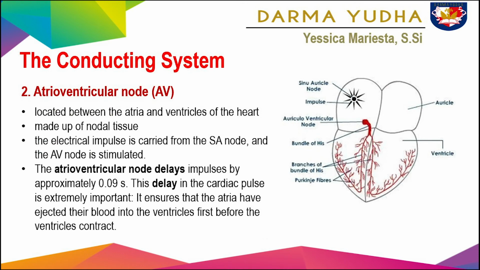Second is the atrioventricular node, located between the atria and the ventricles of the heart. They are made of nodal tissue. The electrical impulse is carried from the SA node and the AV node is stimulated. The atrioventricular node delays impulses by approximately 0.09 seconds. This delay in the cardiac pulse is extremely important. It ensures that the atria have ejected their blood into the ventricles first before the ventricles contract.